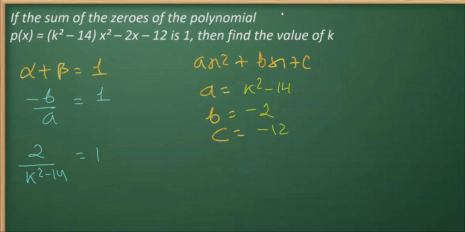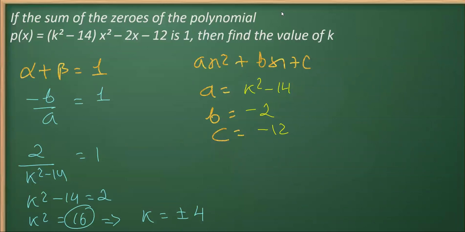Now, what we will do next is cross multiplication to get the value of k. So k square minus 14 is equal to 2. Therefore, k square is equal to 16. That implies k is equal to plus minus 4.